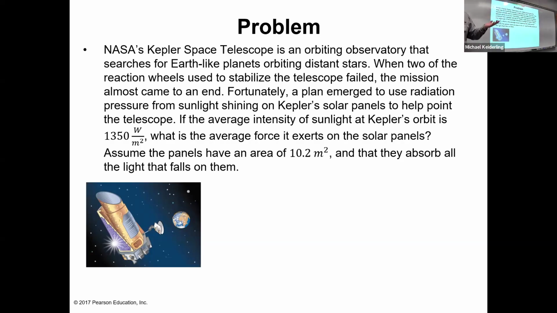If the average intensity of sunlight in Kepler's orbit is 1,350 watts per square meter, what is the average force it exerts on the solar panels? Assume the panels have an area of 10.2 meters squared, and they absorb all the light that falls on them, because they're solar panels that are designed to absorb light.